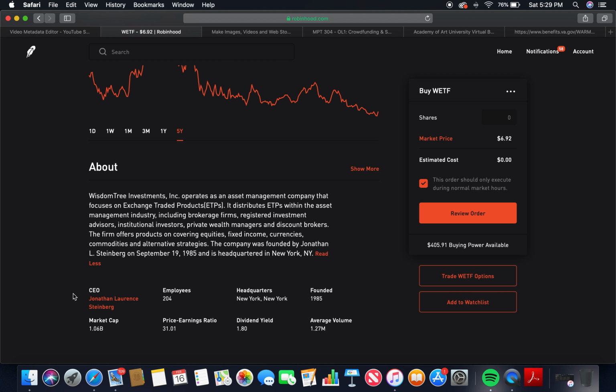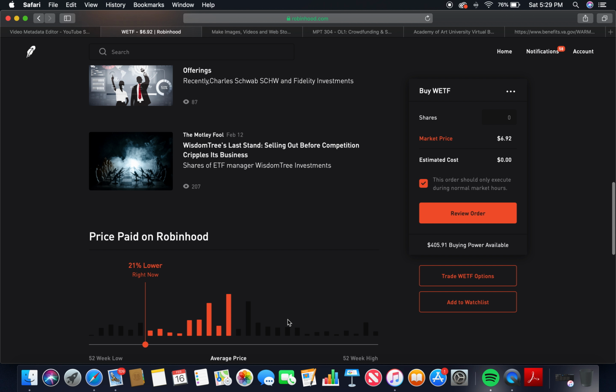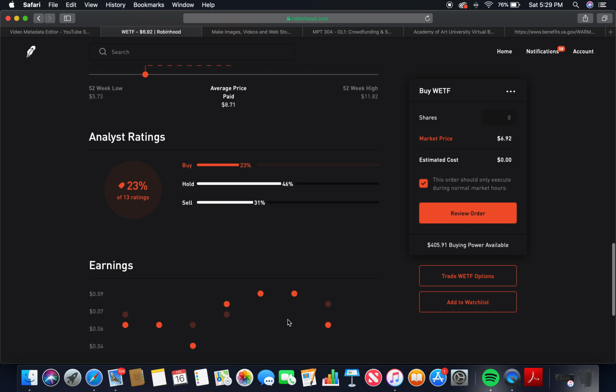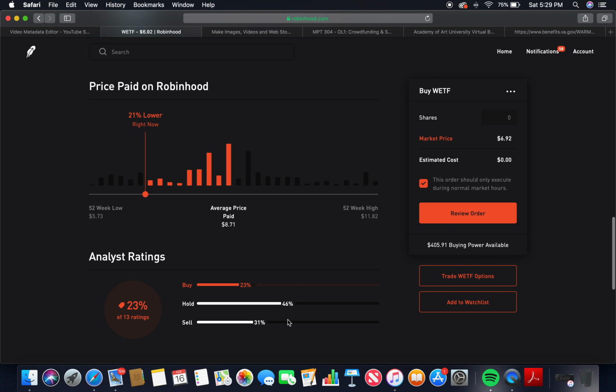The current CEO is Jonathan Lawrence Steinberg, employees 204, headquarters New York City, New York. Founded in 1985, market cap $1.06 billion, PE ratio 31.01, that's pretty high. Dividend yield 1.80. Buy 23%. Hold 46%. Those two together, right under 75%. But still, since it's a big ETF company, and it says sell 31%.